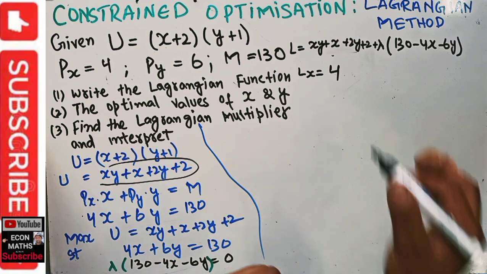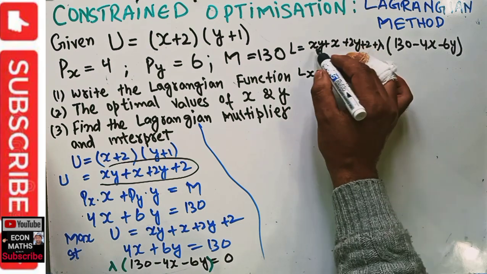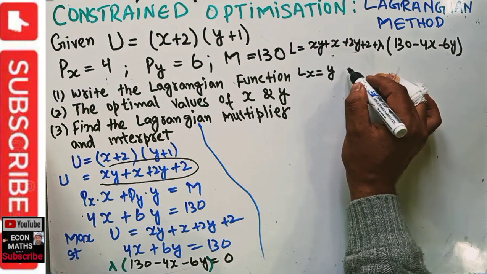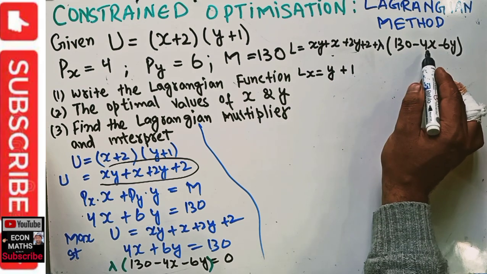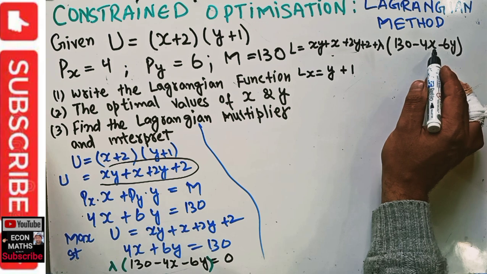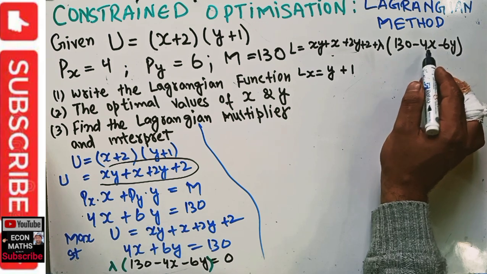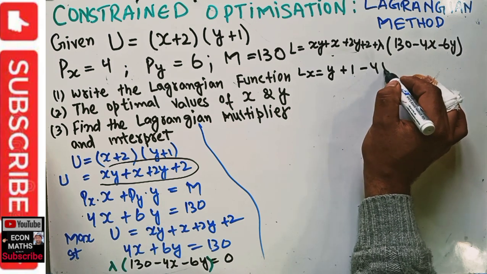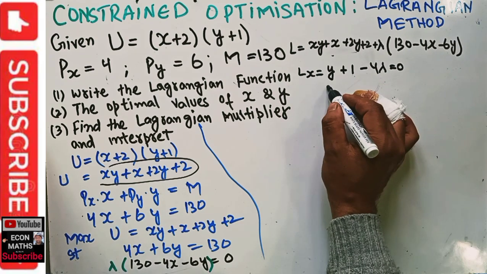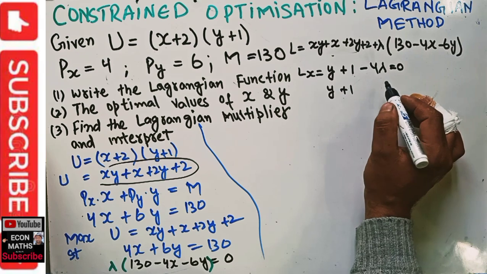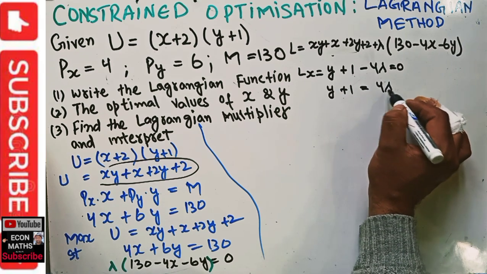Okay, we partially differentiate it with respect to x. The derivative of xy with respect to x is y, plus the derivative of x is 1, and the derivative of the constraint term is minus 4 lambda. We set it equal to 0, and we rewrite it as y + 1 = 4 lambda.